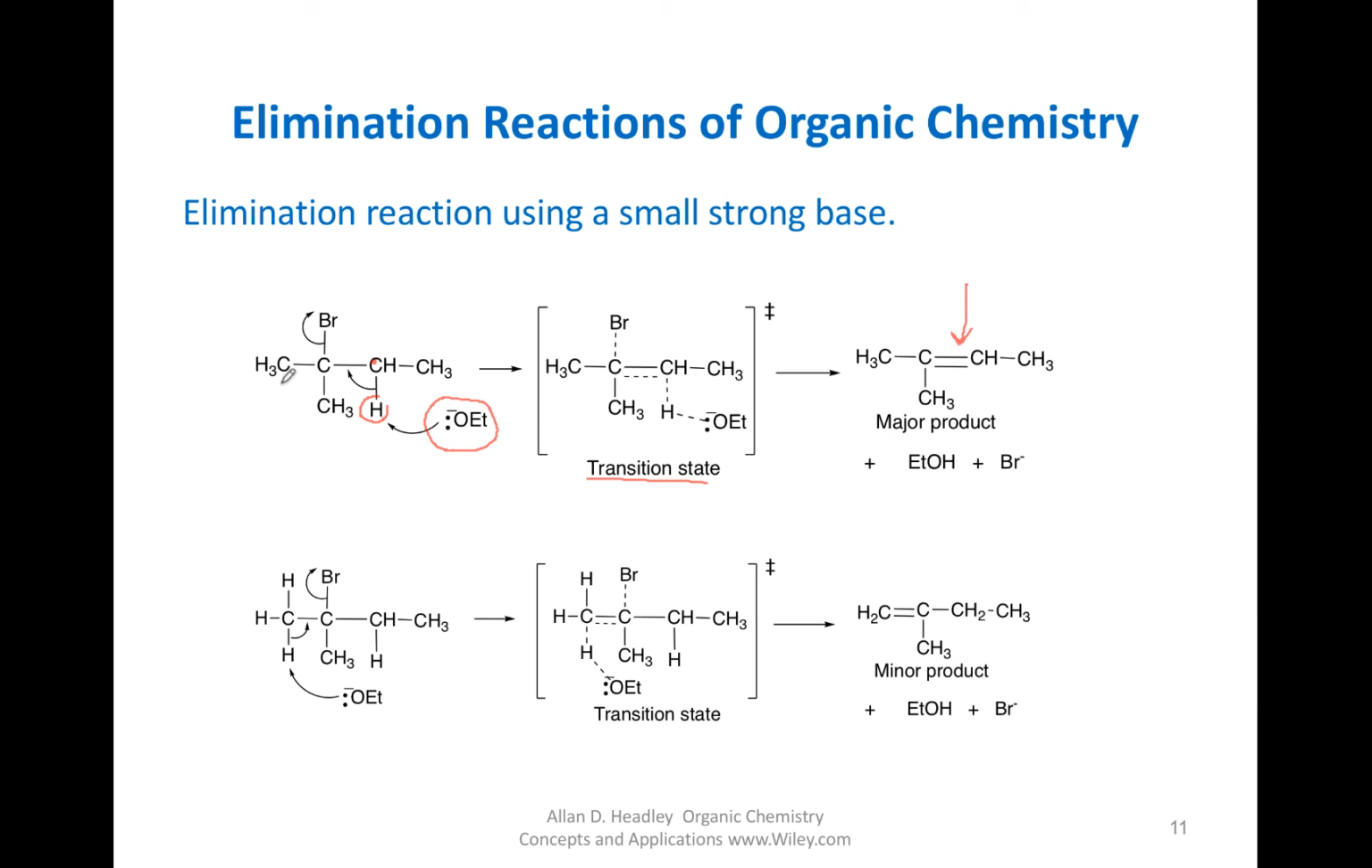As you can imagine, it can also pull off this hydrogen over here, and it will. And what we have here is this transition state to give this as the product, but in this case it is the minor product. We have some names for that, as you'll see in the book. That's the Hofmann product, and this is the Zaitsev product.